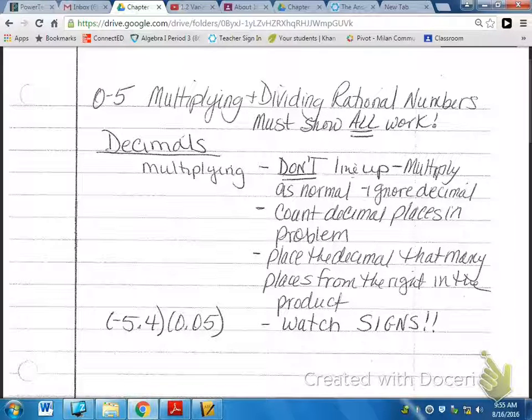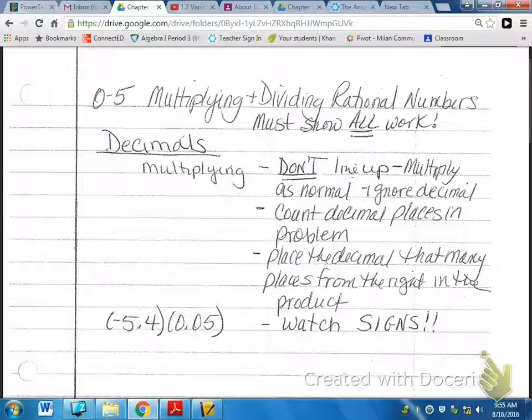Lesson 05, Multiplying and Dividing Rational Numbers. Please make sure that you show all work because at this point we're still not using a calculator. This is the last lesson before the no calculator quiz. So we'll talk about multiplying and dividing, basically decimals and fractions.